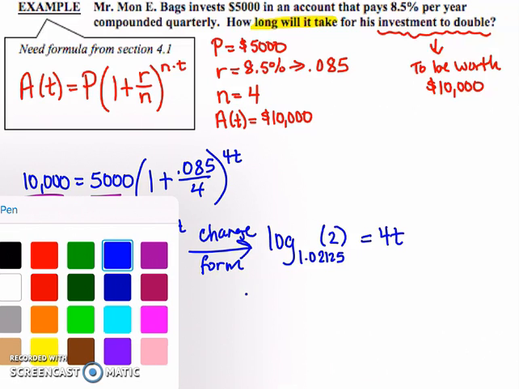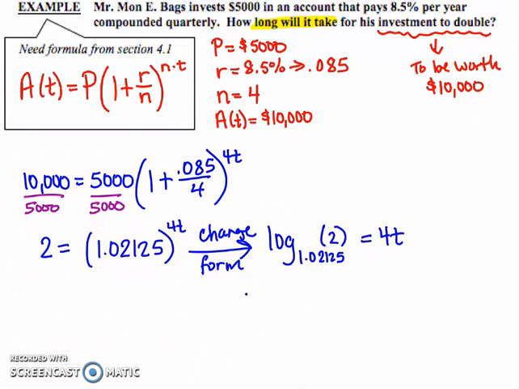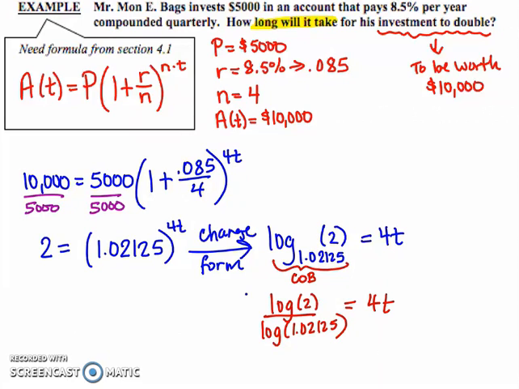As we know, our calculators don't do a log base 1.02125, but that's what we have the change of base formula for. So in our calculator, we can go ahead and type log 2 divided by log 1.02125. Hit enter, and that's going to give us 32.96, which is equal to 4t.